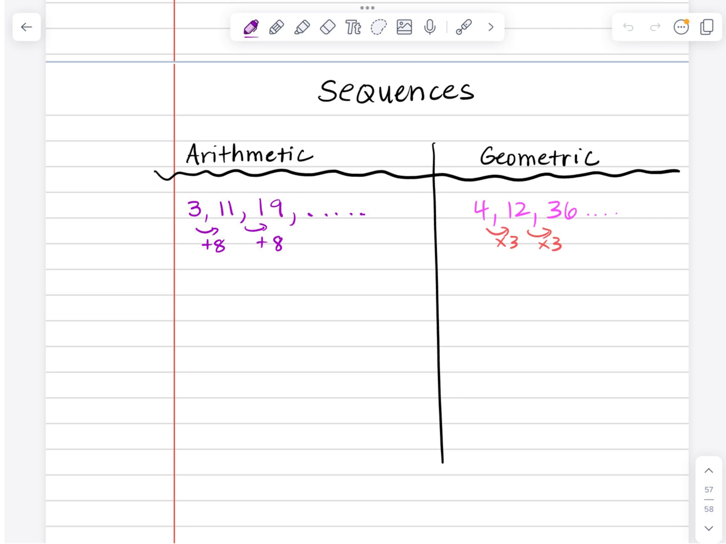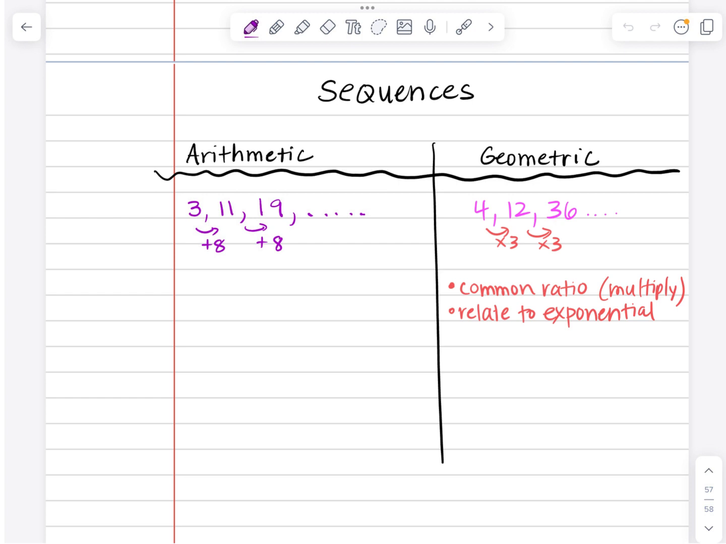So some things about geometric sequences. They have a common ratio or multiplier. Okay, I'll even put multiply in parentheses. They relate to exponential functions. So if you remember that, it should be relatively easy to come up with the rule.